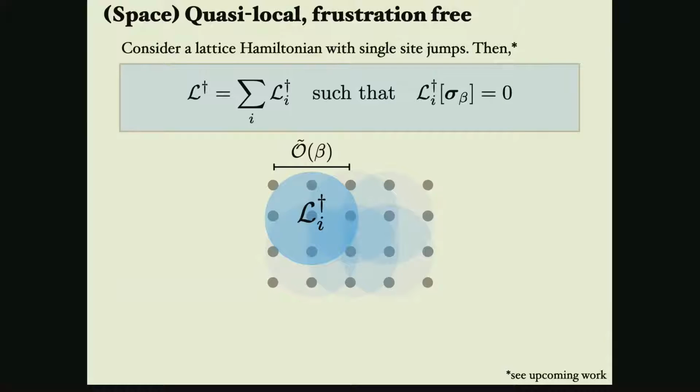In other words, if you want a constant-temperature Gibbs state, this is a local Lindbladian that gives you the Gibbs state as a fixed point.